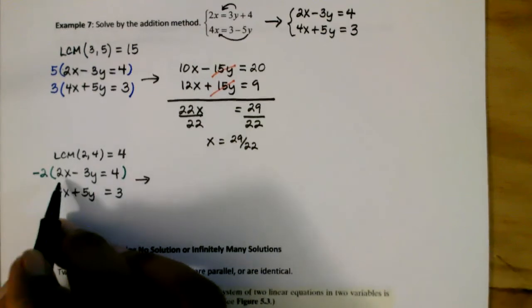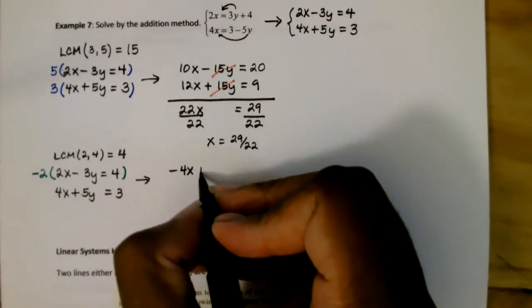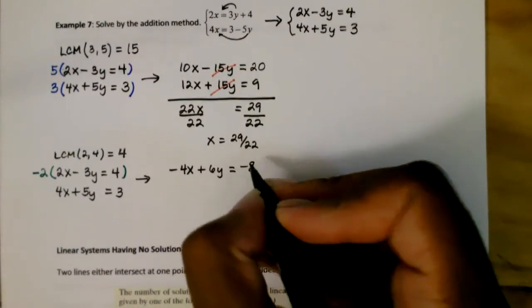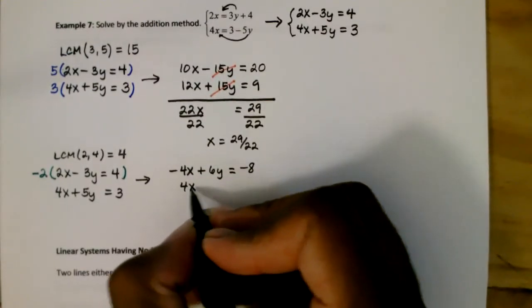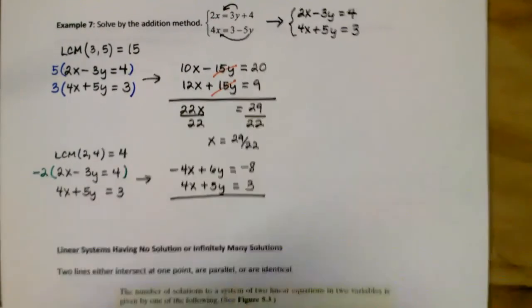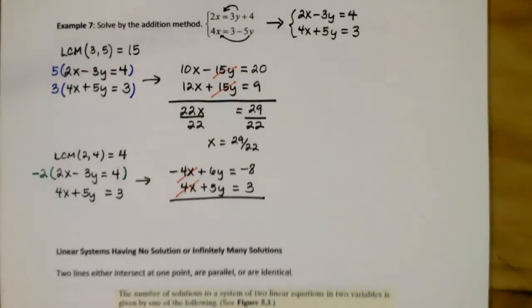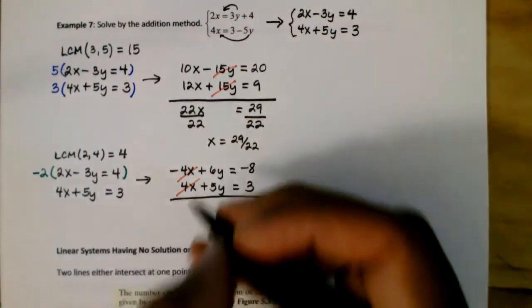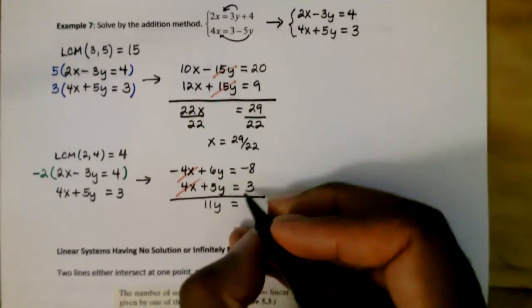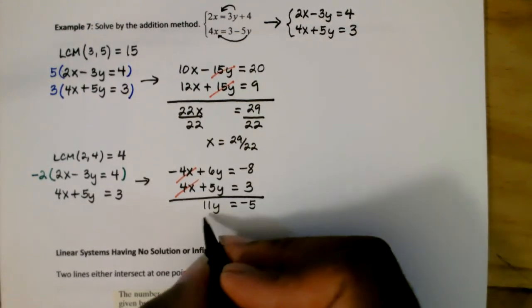And when I do that, -2 times 2x will be -4x. -2 times -3y will be a +6y. That's equal to -2 times 4, -8. And then bring over the second equation, 4x plus 5y equals 3. Now when I combine those two, -4x and 4x are gone. 6y and 5y added together is 11y. That's equal to -8 plus 3, -5. So I got 11y equal -5.